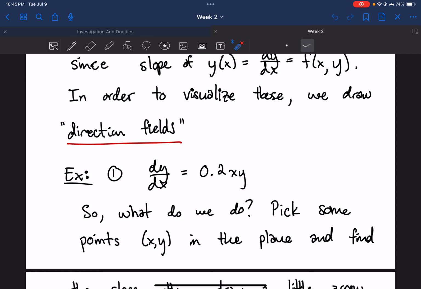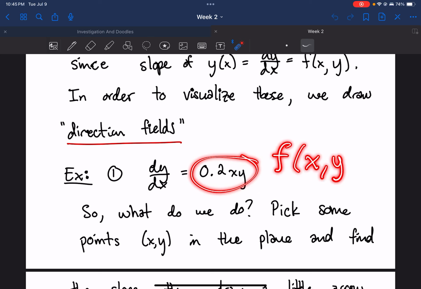Let's remember that in order to draw a direction field, we need the setup to be dy/dx on the left-hand side by itself, with a coefficient of 1. Looks good. And on the right-hand side, this over here is f. This is f of x and y. Right, this is our function of x and y.